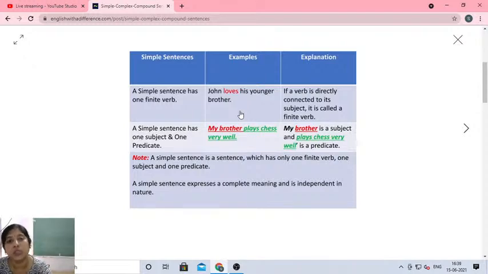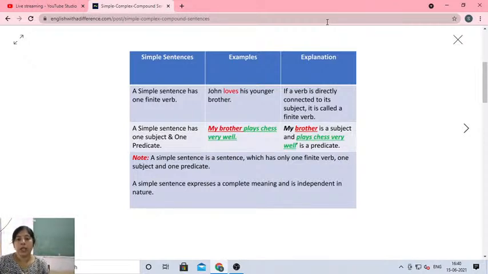Keep this in your mind: a simple sentence has only one finite verb, one subject and one predicate. When solving questions like do as directed, I can give you a sentence and ask you to identify whether it is a simple sentence or a complex sentence. A simple sentence has one subject, one predicate and only one finite verb.